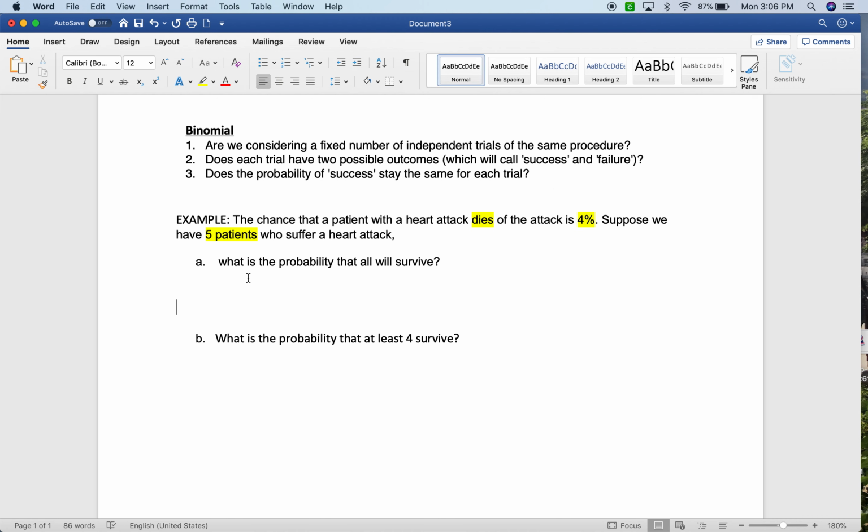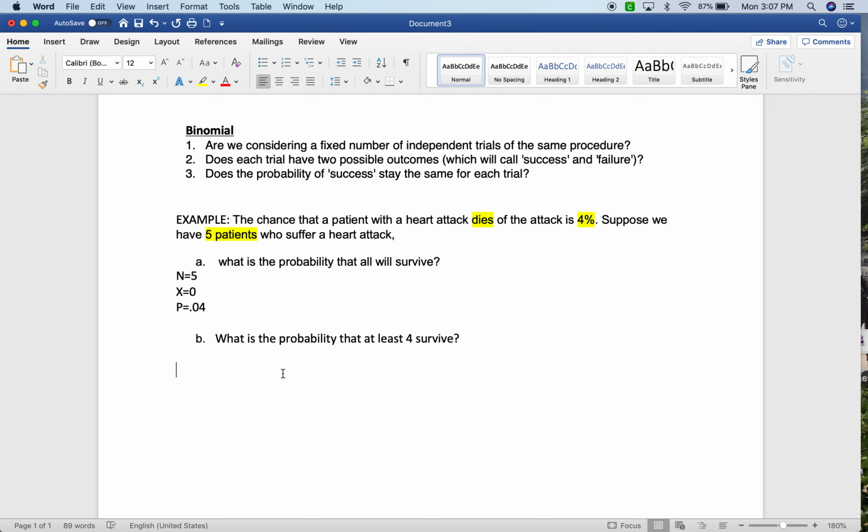Now that we know it's a binomial, we need to find 3 things. First, we need to know the number of trials. In this case, we said that there were 5 patients, so there are 5 trials. Next, we need to know how many successes we want. In this case, it's telling us the chance that they die, so chance of death is going to be the success. We don't want any of those, so we want our number of successes to be 0. The third thing we need is our probability of success. It tells us that the chance they die is 4%, so 0.04. So that's what we have for our first one.